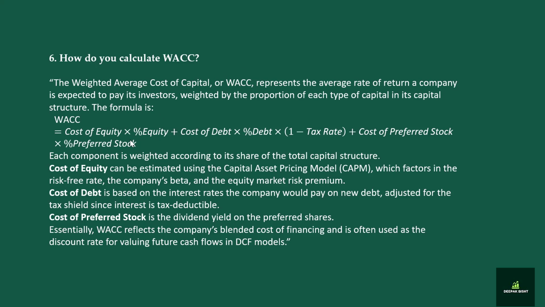After equity, we have allocated some percentage to debt, and we have allocated something to preferred stock. And percentage itself means it's out of 100. So something out of 100 for equity, something for debt, and something for preferred. When you add up equity, debt, and preferred stock, it should sum up to 100%.